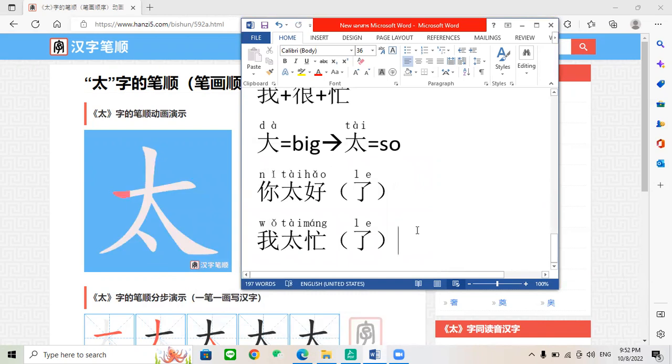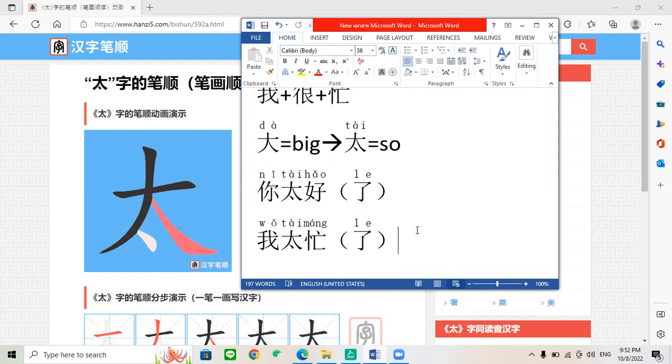So the character 太 here is to indicate so or very. So that means to some extent, 太 and 很 are very similar, right? But usually we use 太 to form a negative word with other characters, but we don't use 很 to form a negative word with other characters. Let me give you one example. 我太忙了 means I'm too busy, right? I'm so busy. How about I'm not so busy?